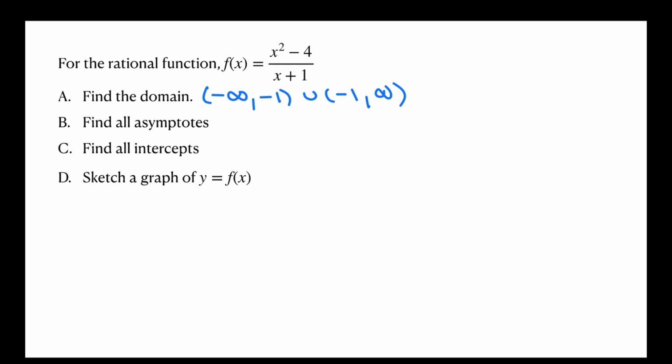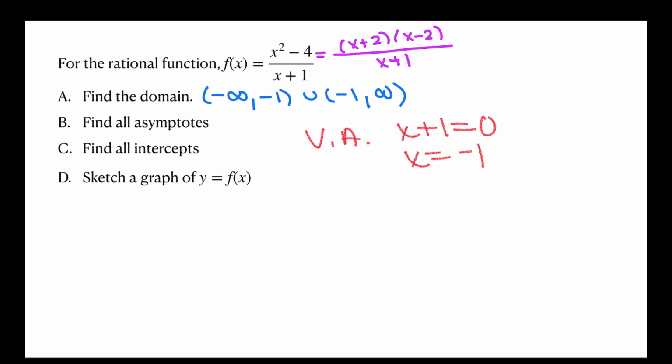Find all asymptotes. To find the vertical asymptote, I'm going to set the denominator equal to 0. Now before I do that, I should really make sure that there aren't any common factors. And this numerator, x squared minus 4, can be factored as (x plus 2)(x minus 2). So I can see that there are no common factors. That means there are no removable discontinuities or holes. And so I'm just going to set the x plus 1 equal to 0. I got a vertical asymptote of x equal negative 1.